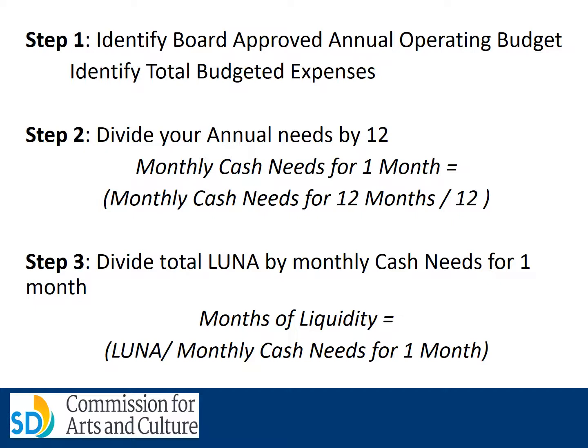For step 1, you must identify your board-approved operating budget. Within this budget, you will identify your total budgeted expenses. We will provide an example next. For step 2, we will be determining your monthly cash needs for 1 month. How much does it cost to pay your monthly bills? Please note that generally your expenses are not evenly distributed during the year. If you have a significant concentration of expenses, for example, most of your expenses occur during a 3 to 4 month period, you should use the average expenses during that period as your monthly cash needs.